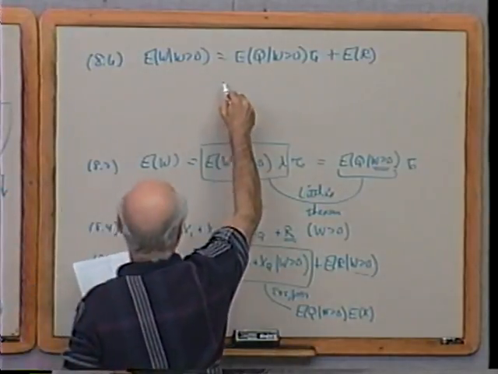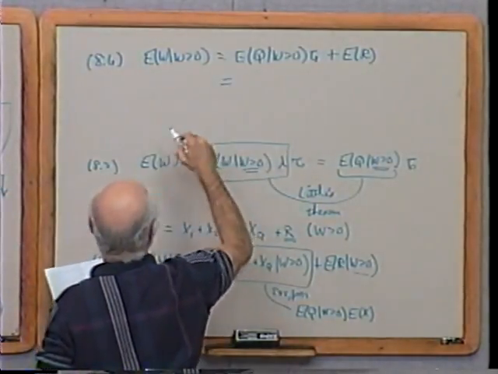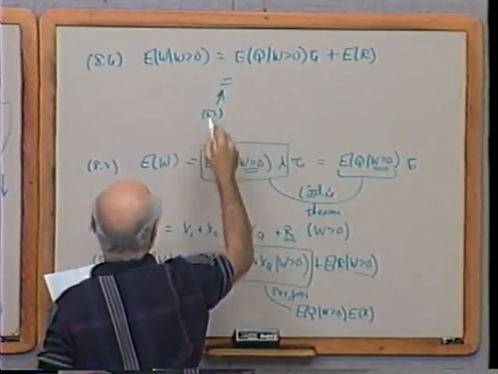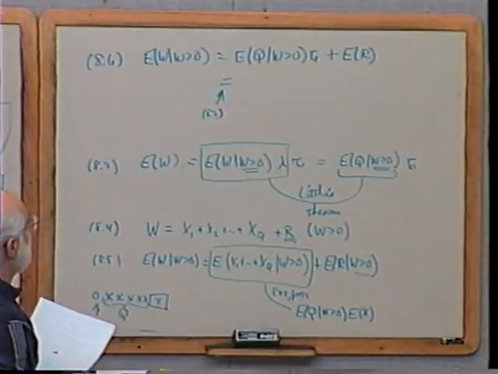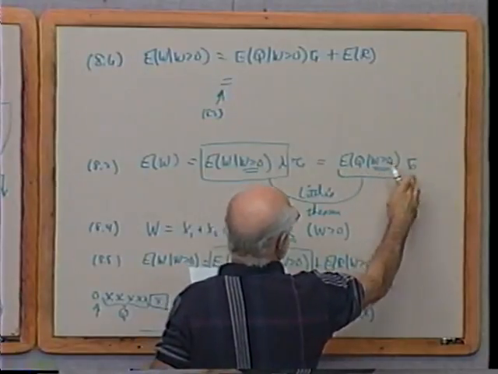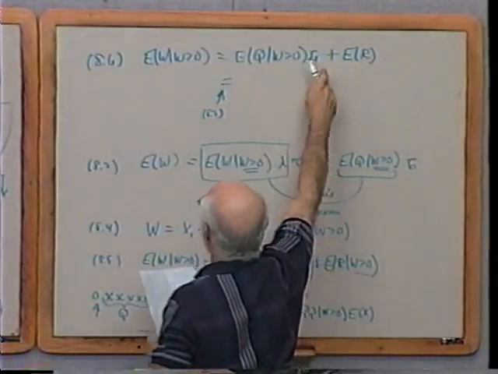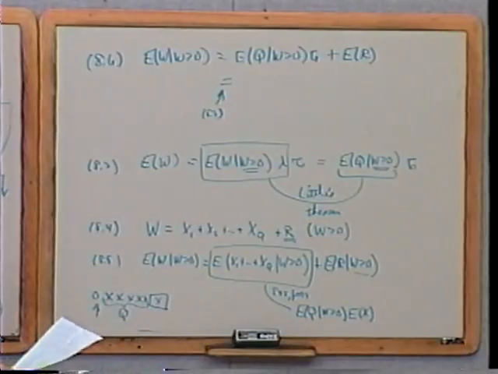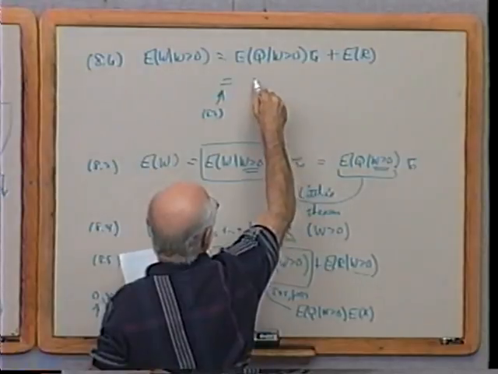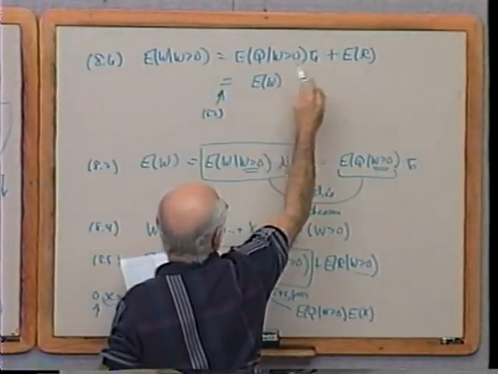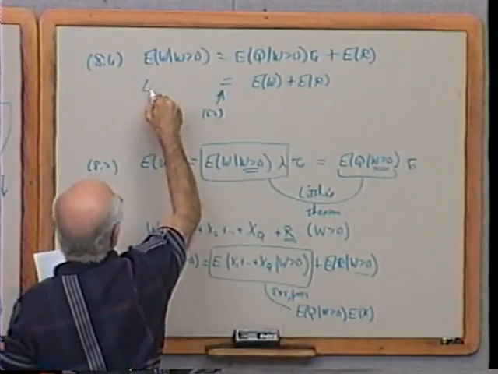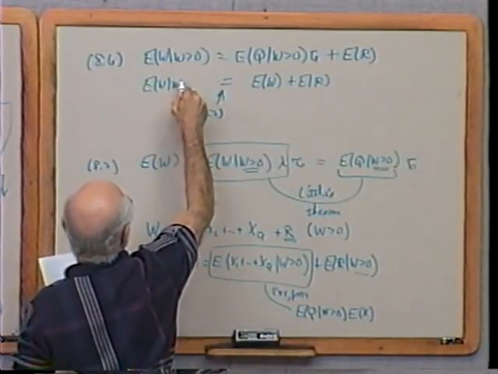Now let's go back and plug 8.3 into here. 8.3 says that the expected value of the queue length, given W is greater than 0 times tau, which is exactly that, is E of W. So by 8.3, this piece becomes E of W. There's my E of R. And here is my E of W given W greater than 0.